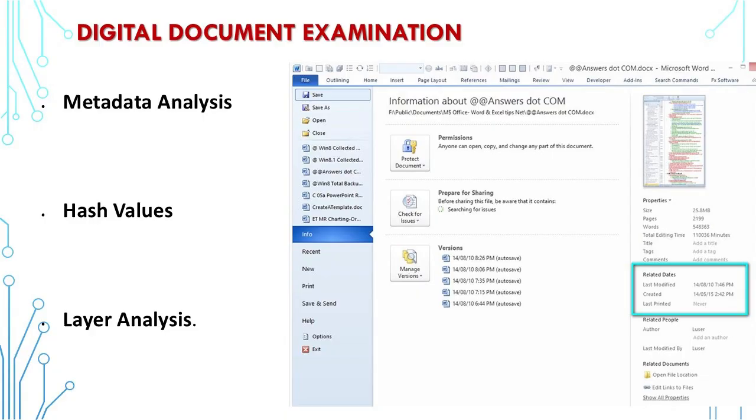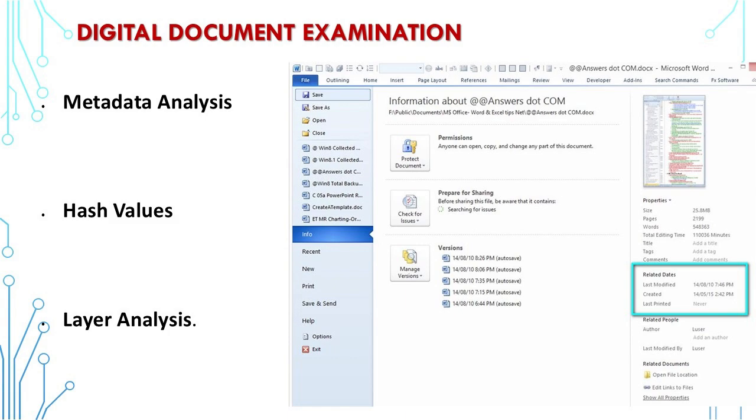In digital document examination, apart from metadata analysis, another very important thing we use is the hash value. Hash value is the total sum of the bits that you have in a document. So to ensure a digital document hasn't been altered during an investigation, forensic experts calculate a digital fingerprint. If even one comma is changed, the hash value changes entirely.